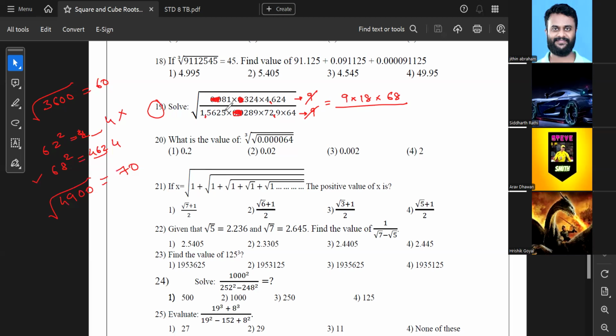15625 is a very big number. Sir, I think it is 125 ka square. Very good, very good. Using the same logic, you will find the square root of this. It will be 125 only. Okay.